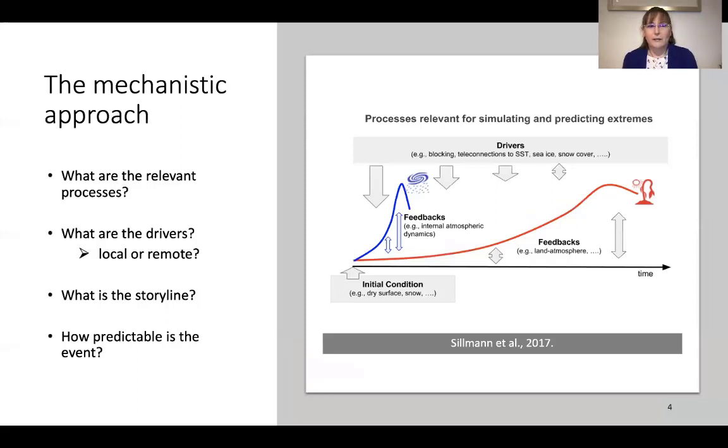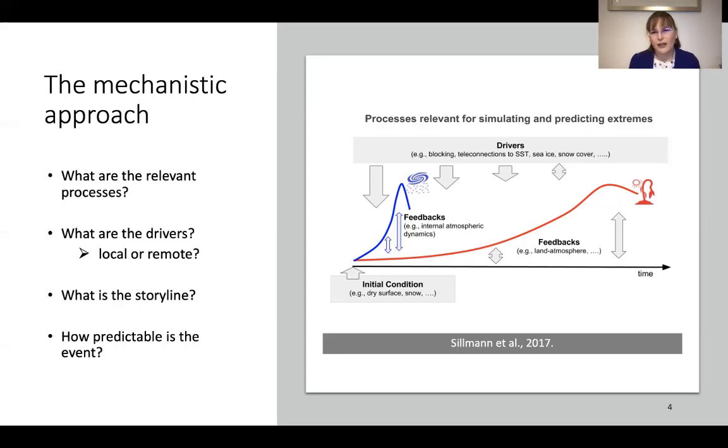So we have the mechanistic approach, and the aim here is to look at what are the relevant processes that cause this extreme event to occur. What are the drivers of this event? And these can be either local drivers or remote drivers. And they might act on longer or shorter timescales. As I said before, what's the storyline? Why did we get this particular extreme event occurring? And how predictable is this event?